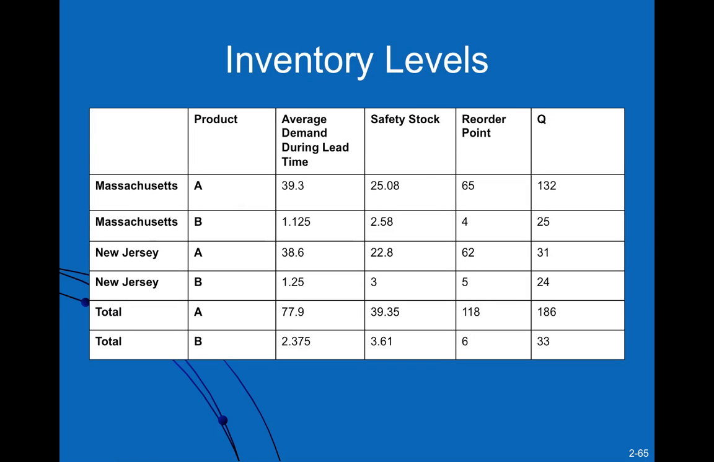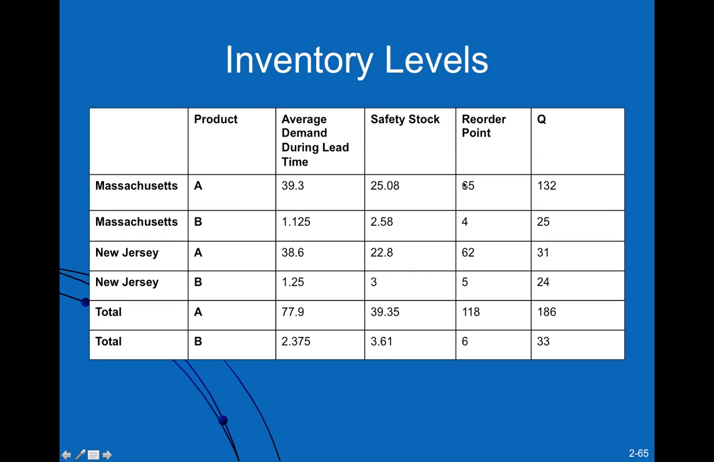From that, we can calculate the average demand during the lead time, which is the lead time times the average demand. That gives you the average demand during the entire lead time. The safety stock is calculated from the formula Z, which has to do with the service level, multiplied by the standard deviation of the demand, multiplied by the square root of the lead time. So we can calculate the safety stock. And remember, the reorder point is the sum of the average demand during the lead time plus the safety stock.